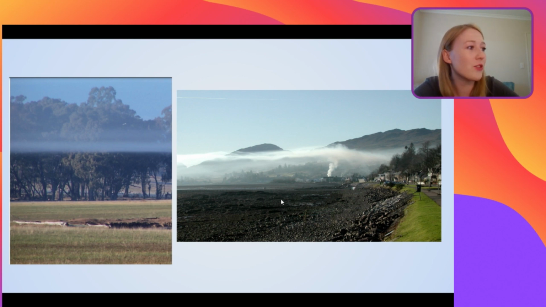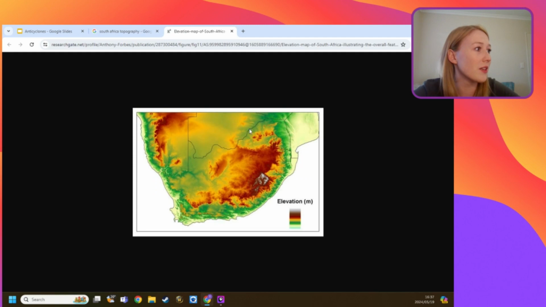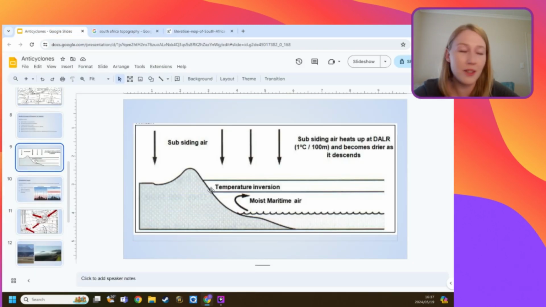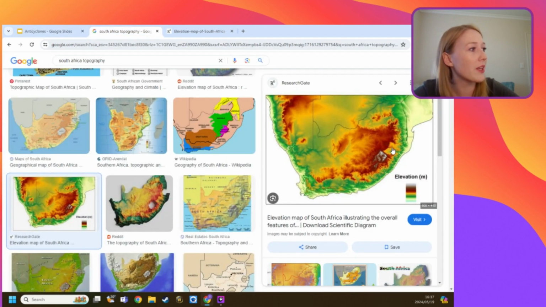That is why you usually see this early in the mornings, maybe in winter time, before the ground starts to warm up. This is what happens with the moisture that's trying to get inland into South Africa. It can't rise up the plateau and it can't get through the inversion layer. So it can't get over this little barrier over here, and then it can't bring any of the moisture into South Africa. I hope this is making sense so far.